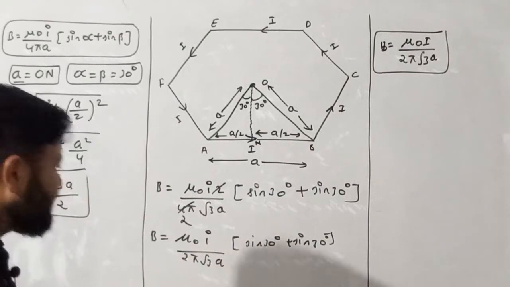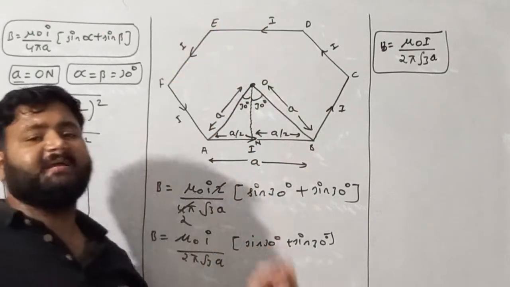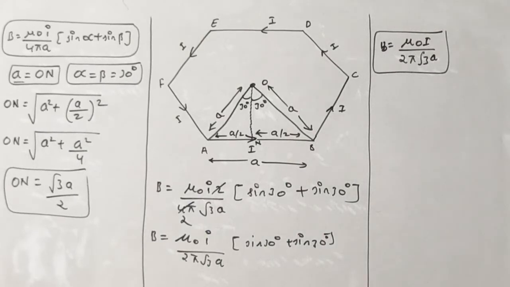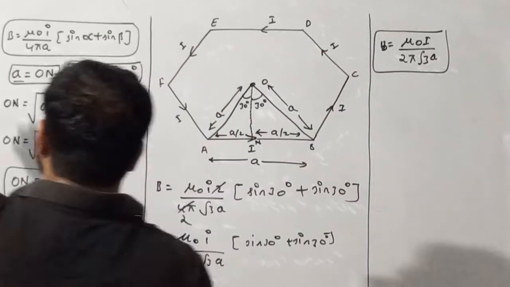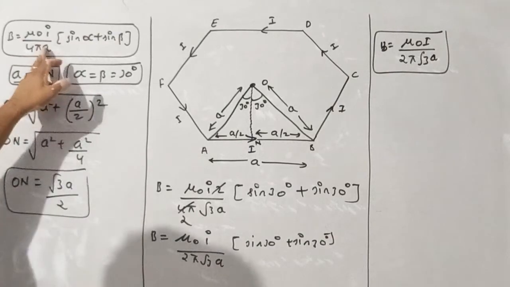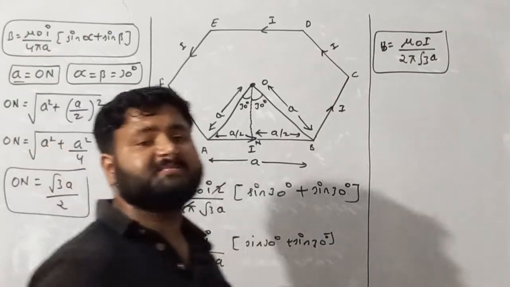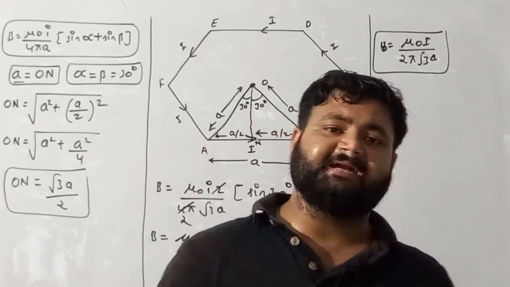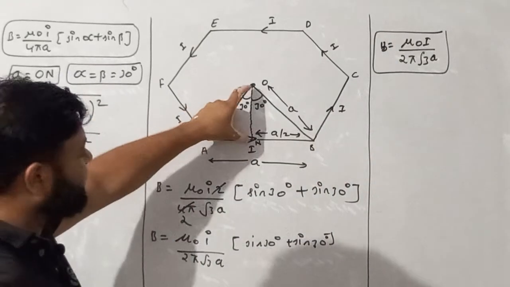I am repeating once again, this hexagon is considered to be made up of a frame of wire, and we know that if the length of wire is given, then the wire is considered to be a finite length wire. And for a finite length wire, the value of magnetic field is mu naught I by 4 pi a, sin alpha plus sin beta. Remember, this a is the perpendicular distance from the wire to the point where we want to find magnetic field.